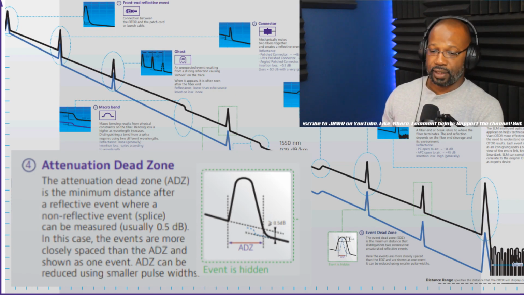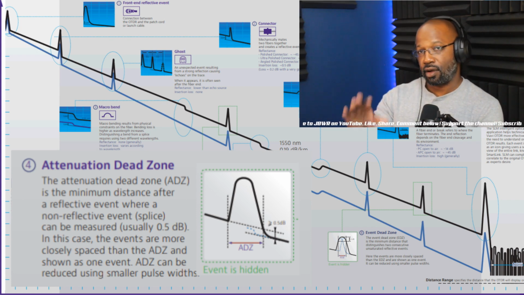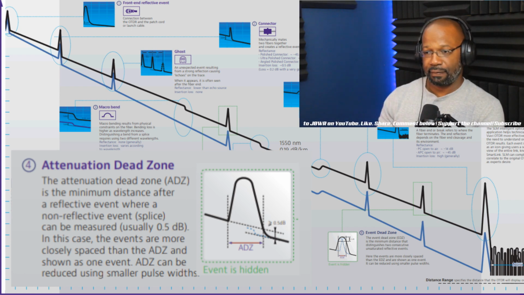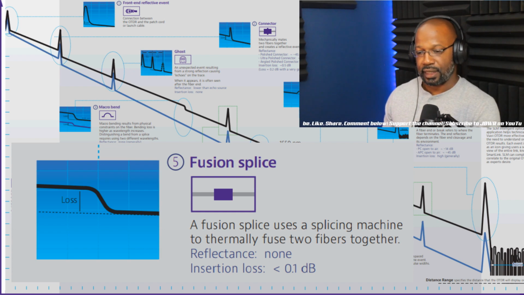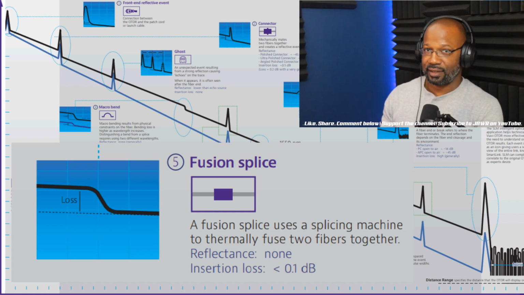At point 4, we can see attenuation dead zone, right? This is basically the space in between the event where signal is lost, okay? At point 5, we can see a fusion splice. Yeah, here, a fusion splice uses a splicing machine to thermally fuse two fibers together, right? It should say that there's no reflectance, right? But there is loss.